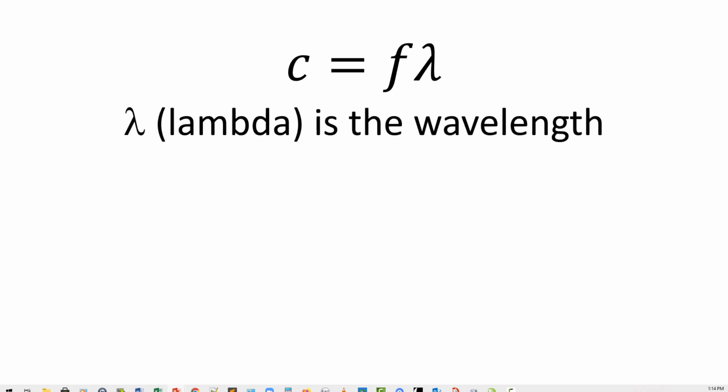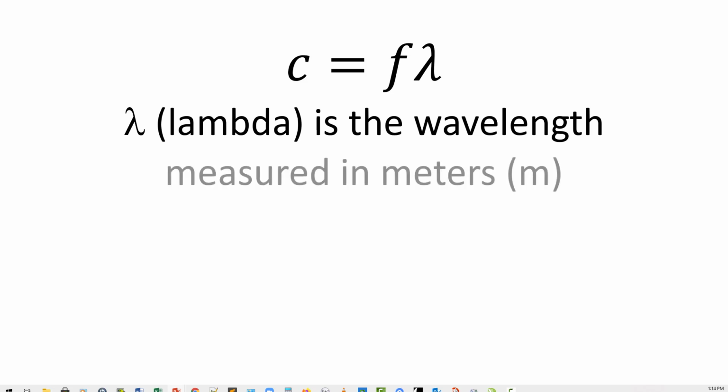Lambda is the wavelength of the light, and that's the distance from one peak of the wave to the next peak of the wave. In the case of electromagnetic radiation, it would be one place where the electric or the magnetic field is at a maximum to the next place that the electric or magnetic field is at a maximum. And we'll measure that in meters or some multiple of meters with a metric prefix.